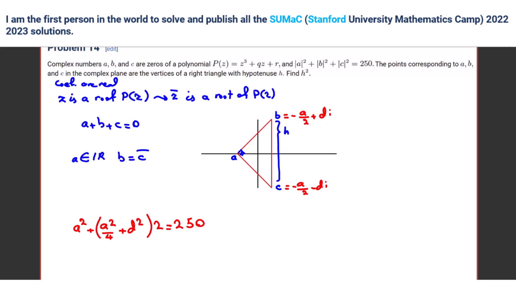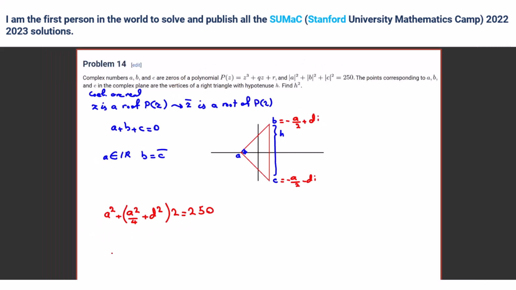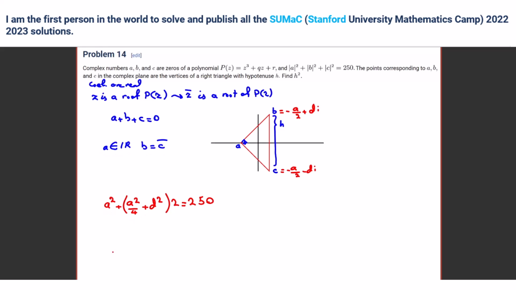Yeah. Okay, then what? And then you just expand. So that would be 3A squared over 2 plus 2D squared. Is equal to 250, right? Yeah. What else?